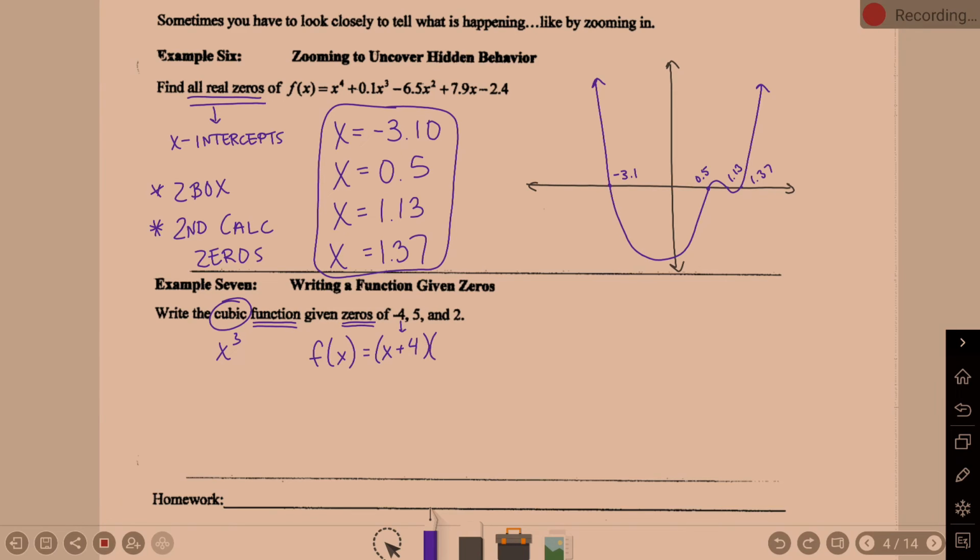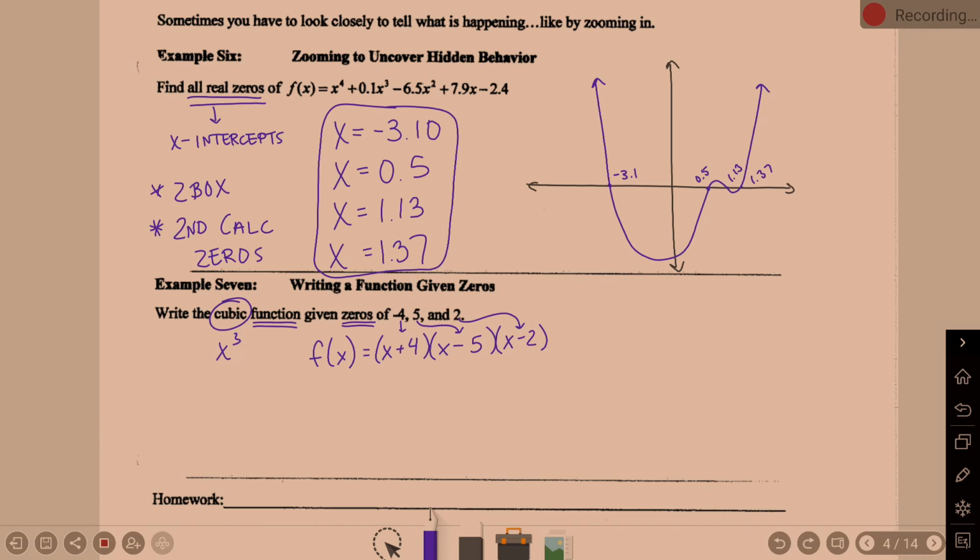A 0 of 5 is expressed out in parentheses: x minus 5. And a 0 of 2 is expressed as x minus 2. Now, that's a cubic function. It doesn't say this in here, but I want my final answer in standard form. It might say that in the homework, I'm not 100% sure. But standard form.